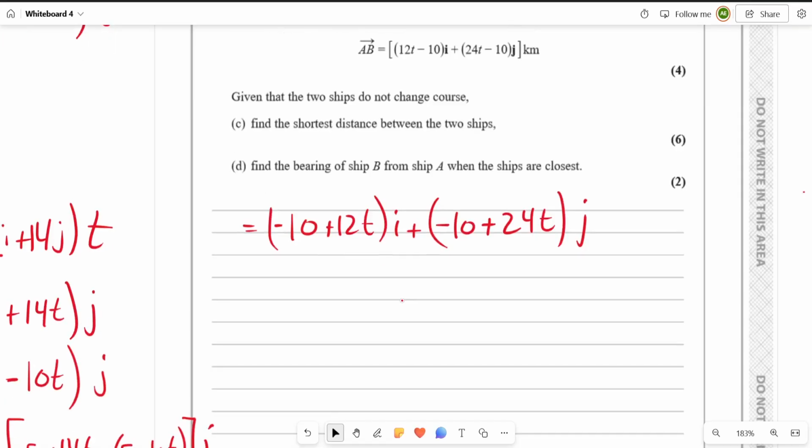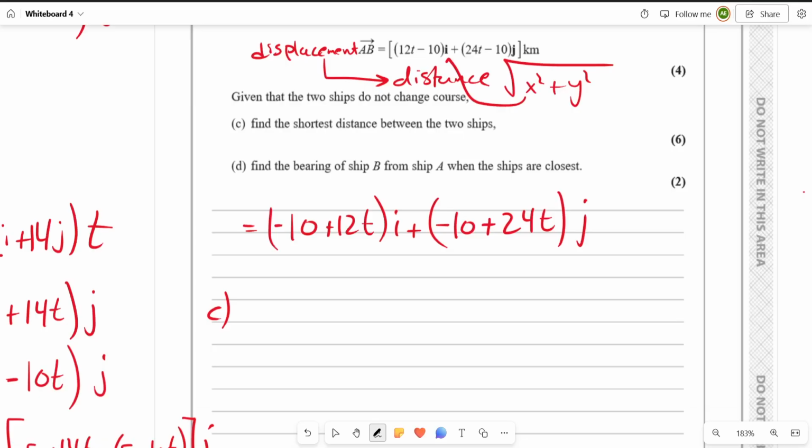Now, for part C, where students always get confused, it tells me to find the shortest distance between the two ships. AB is not distance. AB is displacement. It is a vector. Okay? It is a displacement vector. So how do we go from displacement to distance? We get the magnitude. So square root of x squared plus y squared. x here is the i component and y is the j component.